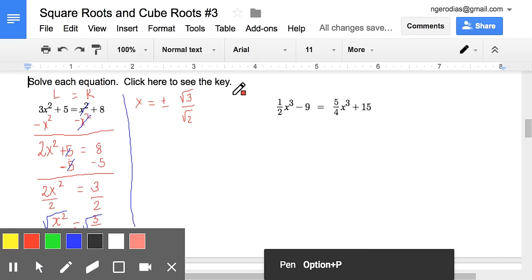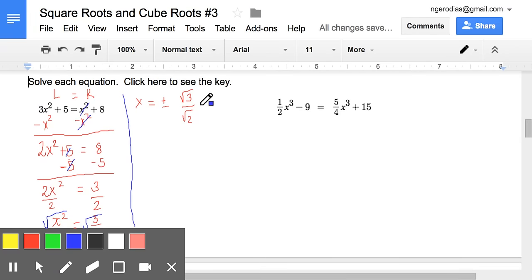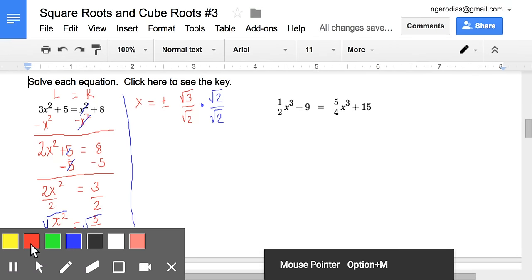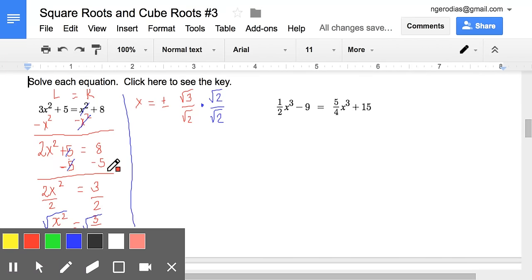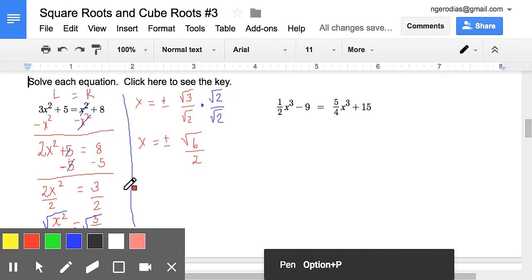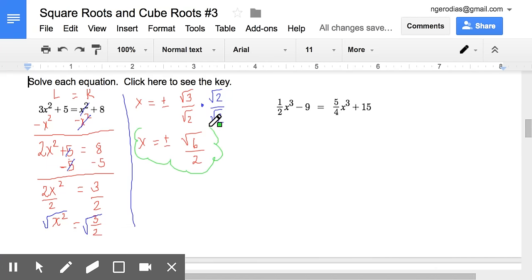Now we don't want a square root at the bottom, so we'll rationalize. So we'll multiply by 1, but we're going to use square root of 2 over square root of 2. This is equal to 1. Okay, so now we'll have x is equal to plus or minus square root of 3 times square root of 2 is square root of 6 over square root of 2 times square root of 2 is 2. And we stop here. This is the final answer.